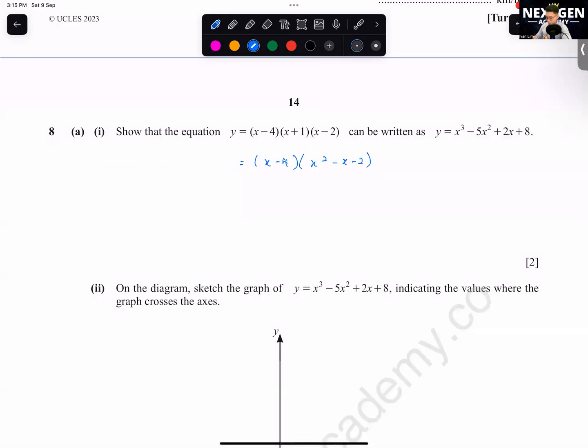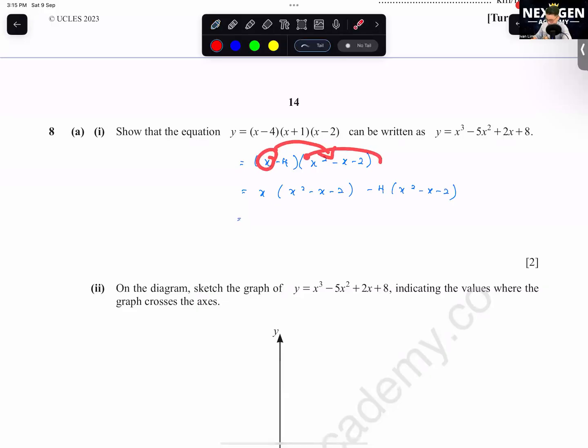This is what I like to do. You separate the bracket like that. Take this, multiply by this, then take the second term, multiply by this. It will be easier for you to multiply it. Then expand it: x cubed minus x squared minus 2x minus 4x squared plus 4x plus 8. You will get x cubed minus 5x squared plus 2x plus 8.